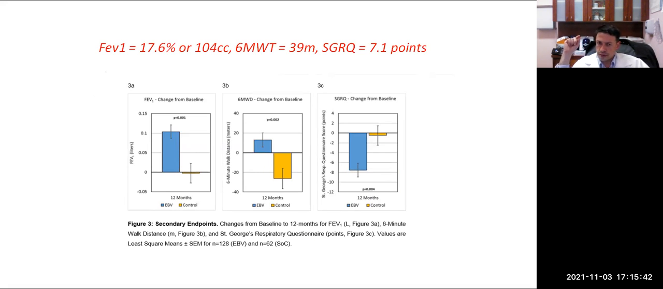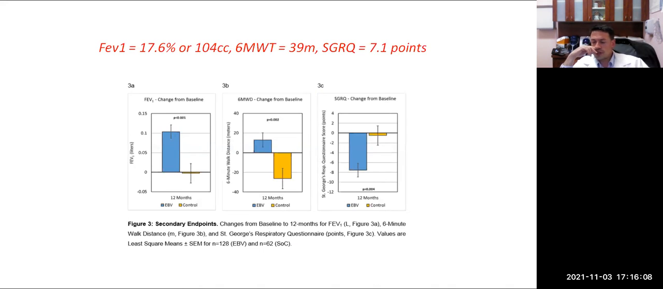And I want to highlight that because sometimes educated patients will ask you, if I go through this procedure, how much further am I going to walk? What am I going to experience? So you could reference these numbers: 17% improvement in FEV1, which is about 104 cc's. 6-minute walk test went up by 39 meters, and the St. George questionnaire went down by 7.1 points.